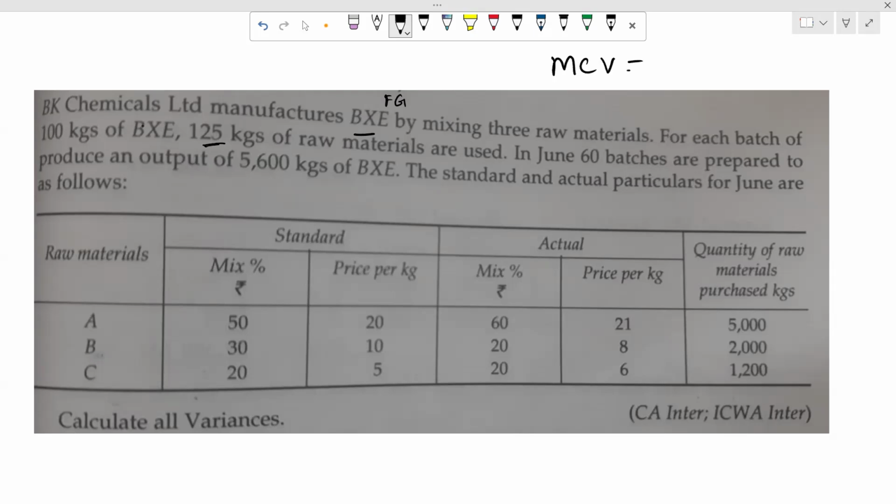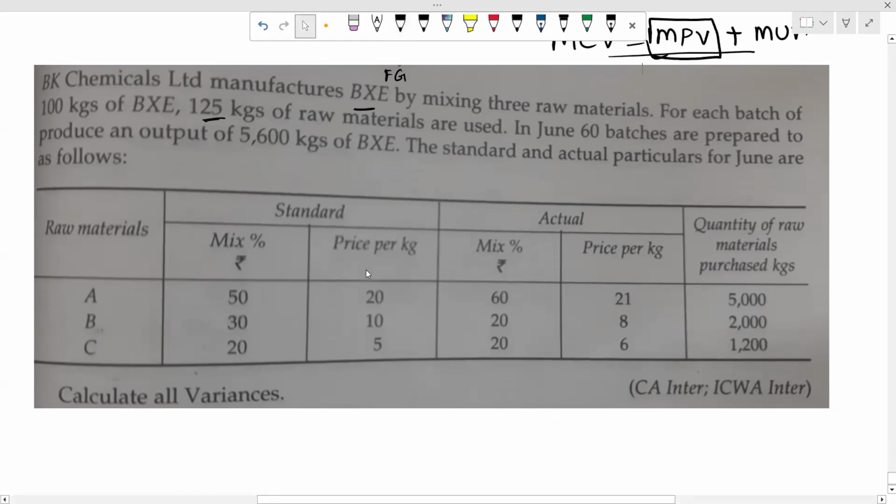Material cost variance should be equal to material price variance plus material usage variance. This equation will tally only if we are using quantity of raw material consumed while calculating the material price variance. Instead, if we are using quantity of raw material purchased, then this equation will not tally, right? So here quantity of raw material consumed is not directly given, so that is something which we need to calculate.